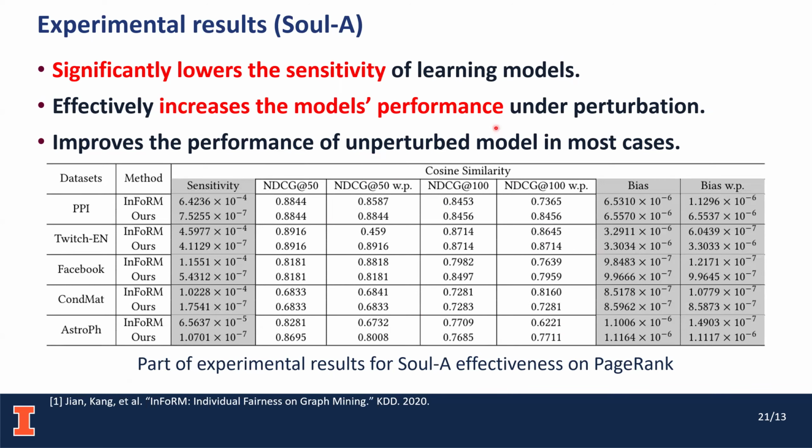And also in the cases of the original individually fair learning algorithm, we also improve the performance of the model in most cases. However, we have a slightly larger individual bias compared to InFoRM. This is because there's a trade-off between fairness and the sensitivity and utility. But we only increase it a little bit, so this is acceptable.